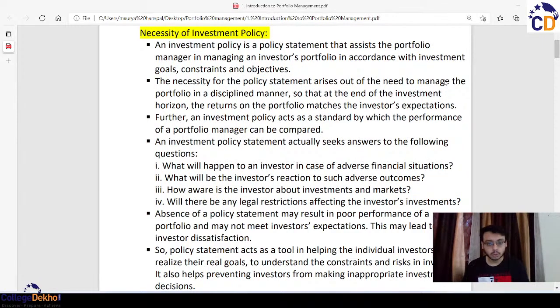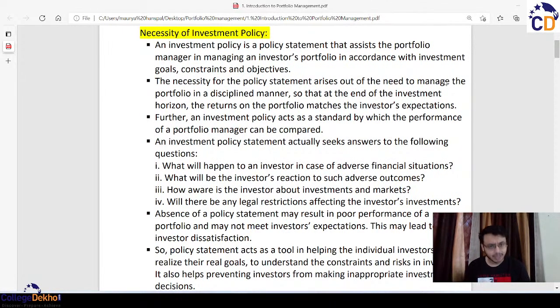So once you need to know which category of investors you fall into, and on the basis of that, you have to take your risk in the market. Okay, you have to see your financial circumstances, you have to see your goals. So by taking into consideration all these things, you have to do it. Okay. Now, an investment policy is a policy statement that assists the portfolio manager in managing an investor's portfolio in accordance with the investment goals, constraints, and objectives. You have to tell your investment manager, your portfolio manager, what exactly is your goal, what constrains you from fulfilling your goal, and what are your basic objectives.